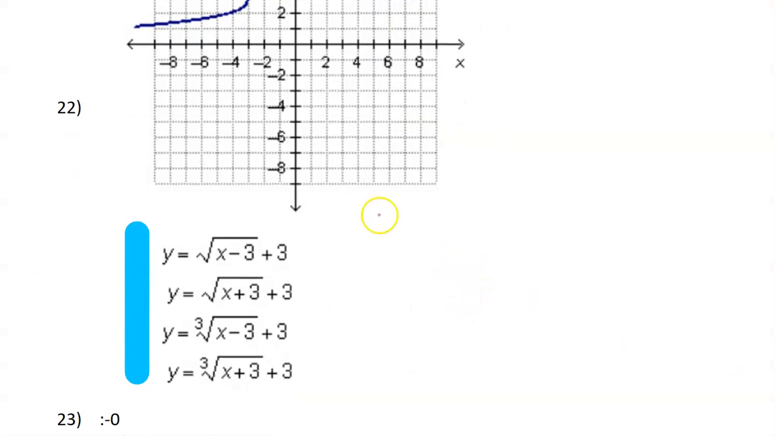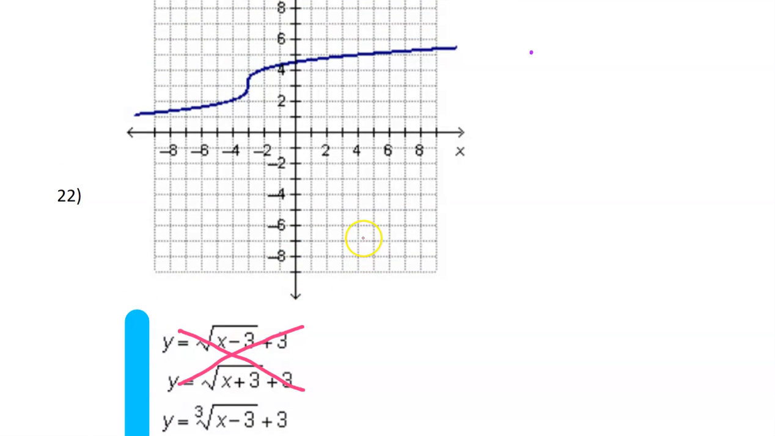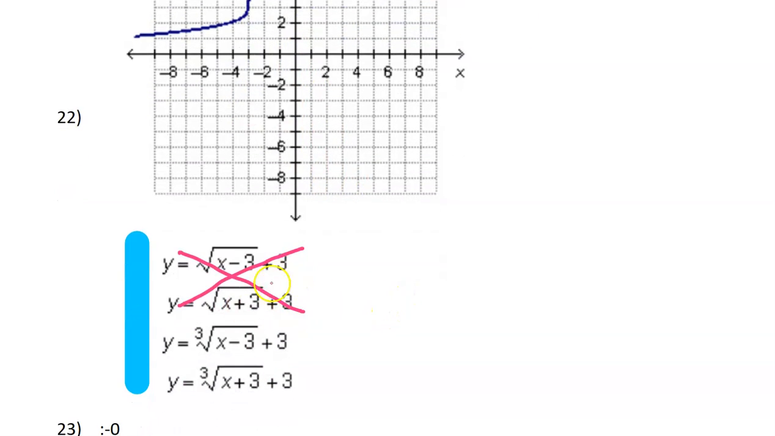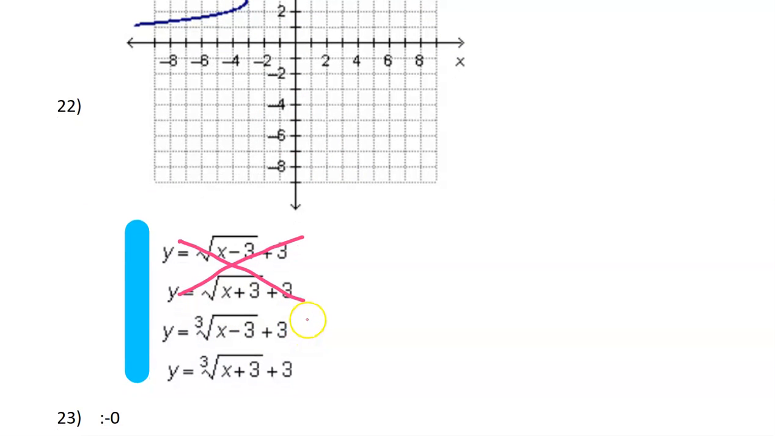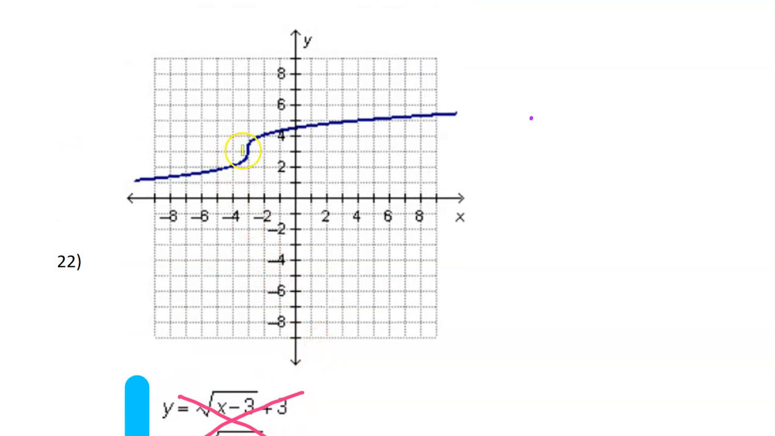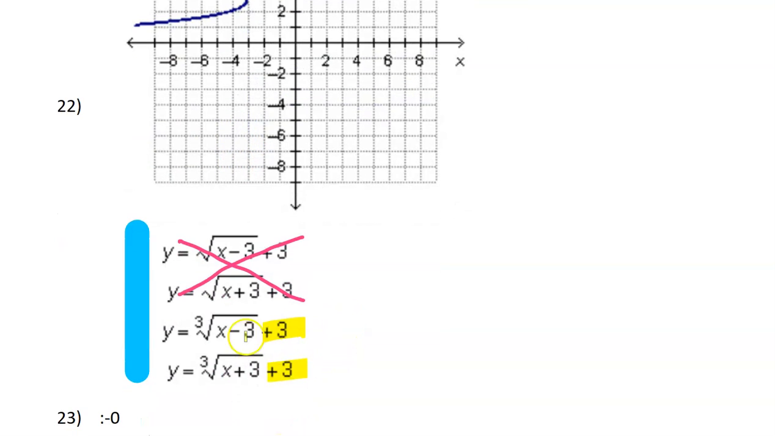So we can immediately eliminate these two options. This is not a square root graph, so we can throw these out. So it's going to be one of these. So next you need to know about transformations. The plus 3 on the end of both of these equations will take the parent function and shift it up by 3. Because they are both shifted up by 3, we can't use that to help us choose.